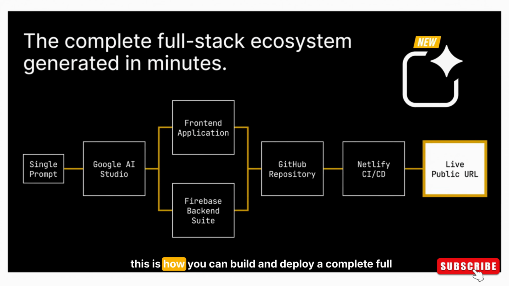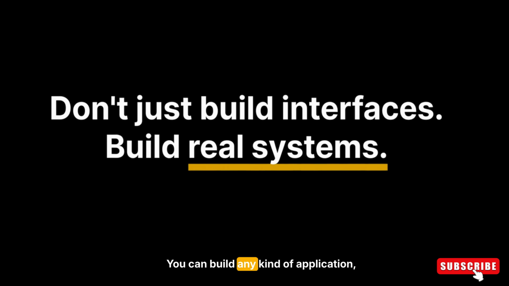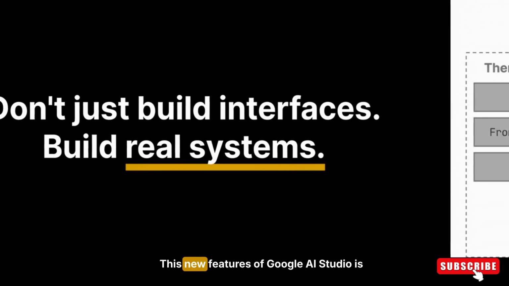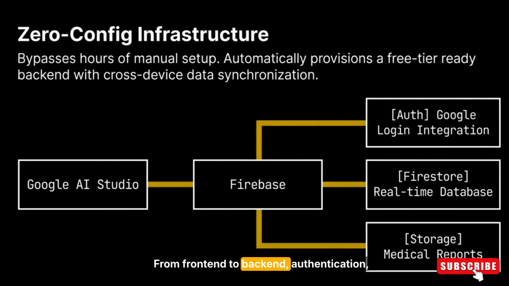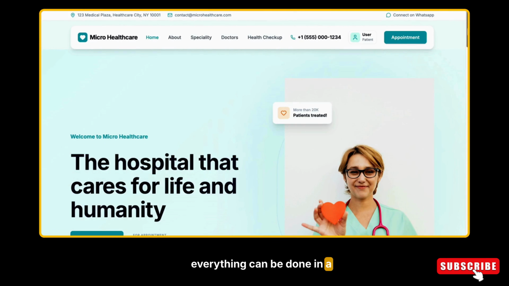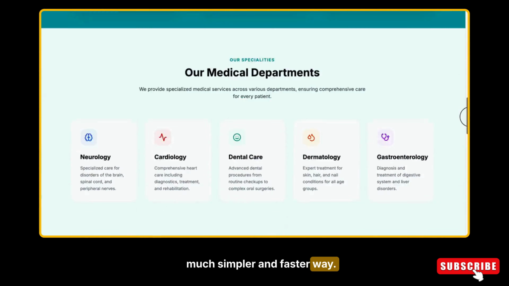So this is how you can build and deploy a complete full stack hospital website using the new Google AI Studio. This was just a demo. You can build any kind of application, any kind of website with this. These new features of Google AI Studio are really amazing. You can create the backend automatically, from frontend to backend, authentication, database, admin panel, and even deployment. Everything can be done in a much simpler and faster way.